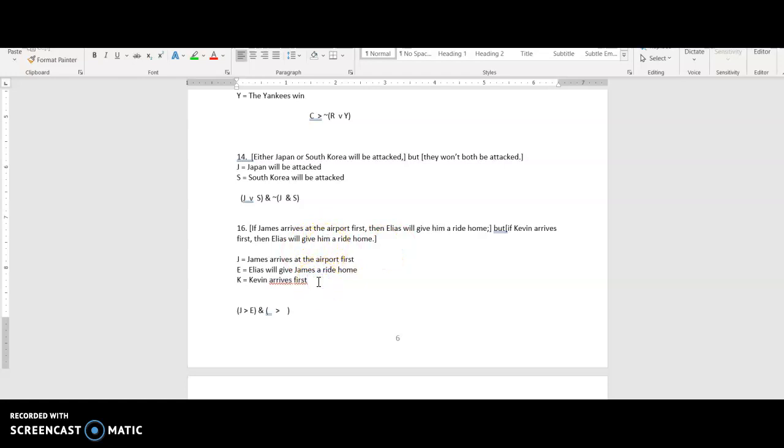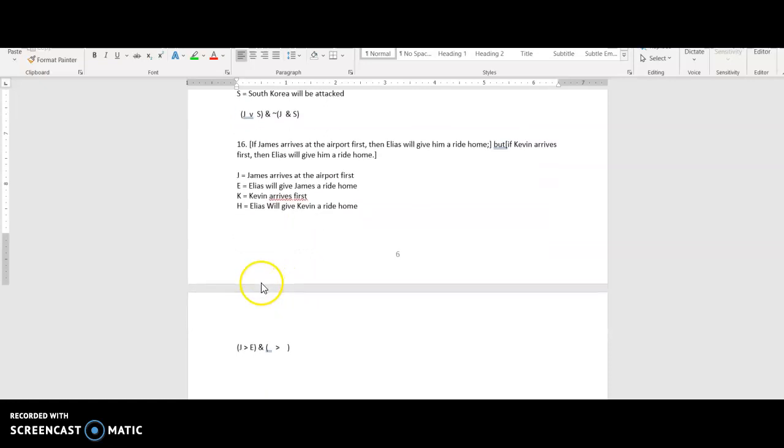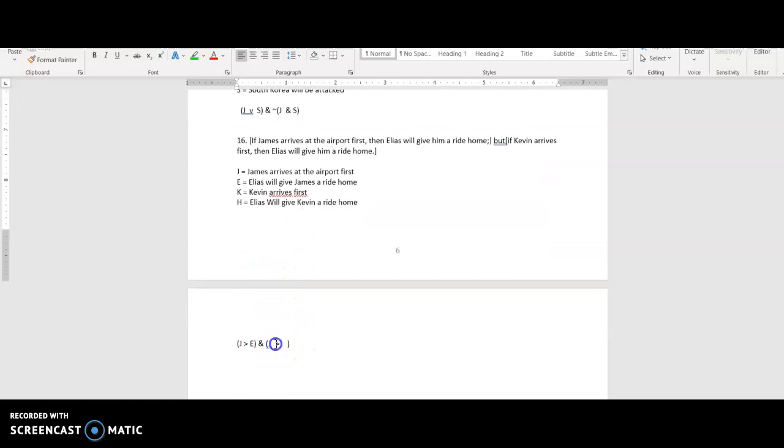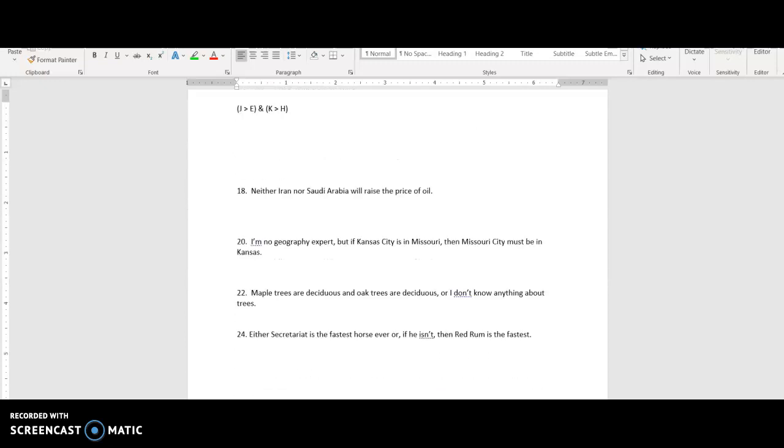So since it's a different sentence, we need a different letter. So let's call that H. Elias will give Kevin a ride home. So that's a little tricky, and you have to be aware of those kinds of details when you're translating sentences. Even though it looks the same, because the him refers to a different person, it needs a different sentence. Okay, so that's how 16 should look.